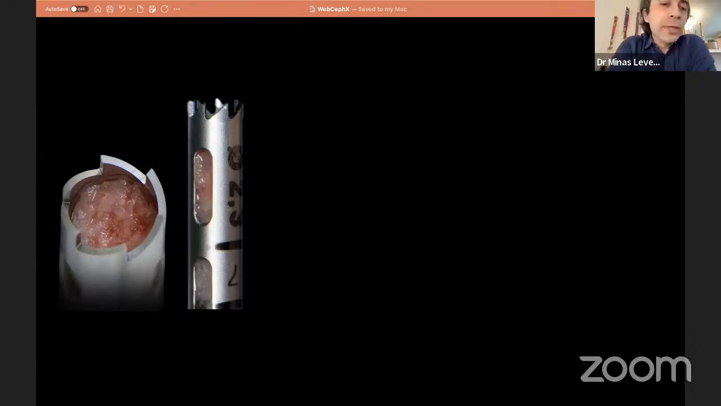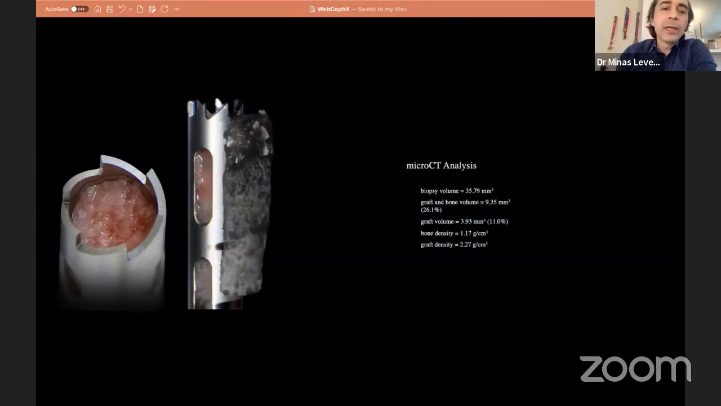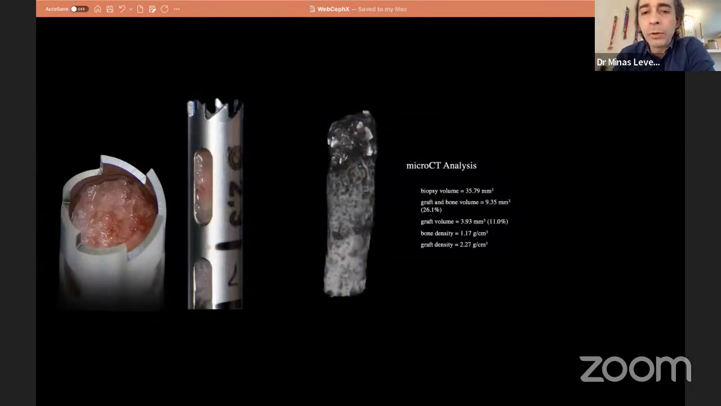So what we are doing is we need to take a trephine biopsy after we have done some kind of bone grafting for our patients, for our clinical studies. One very good way to see the healing of the bone grafting material is to take a trephine biopsy. As you can see here, this is the trephine that we harvested the regenerated bone from our patient. This is how it looks inside the trephine.